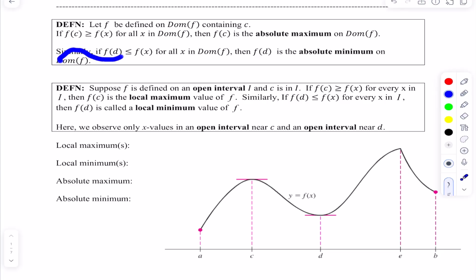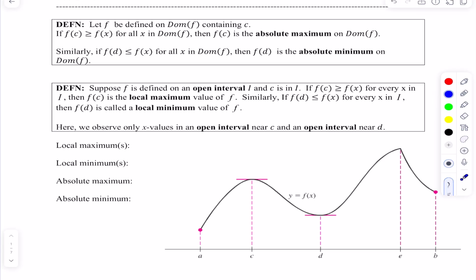Similarly, if f of d is less than or equal to f of x for all x in the domain of f, then f of d is the absolute minimum on the domain of f. Once again, you could think of the domain that you learned from algebra to be the universe or the world for that function.